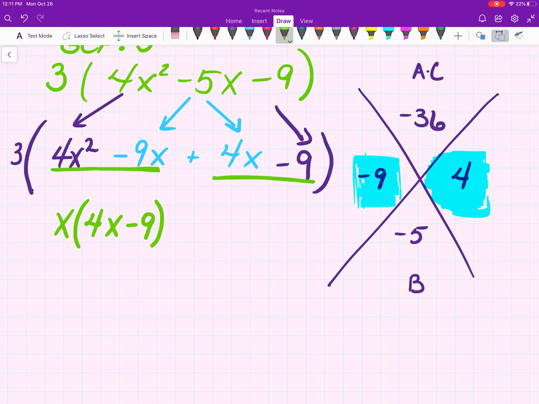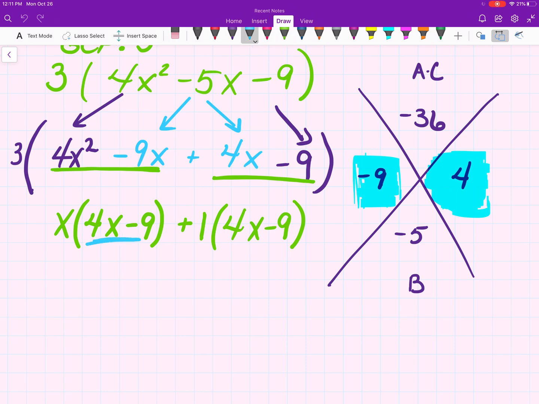Okay? In our next group, what is the greatest common factor of 4x and negative 9? It's just a 1. So we factor out a 1. Here's one of the reasons I really like the grouping method. It has an internal check. If you did it correctly, your two groups, when you factor out the greatest common factor, should match. If they match, you did it correctly.